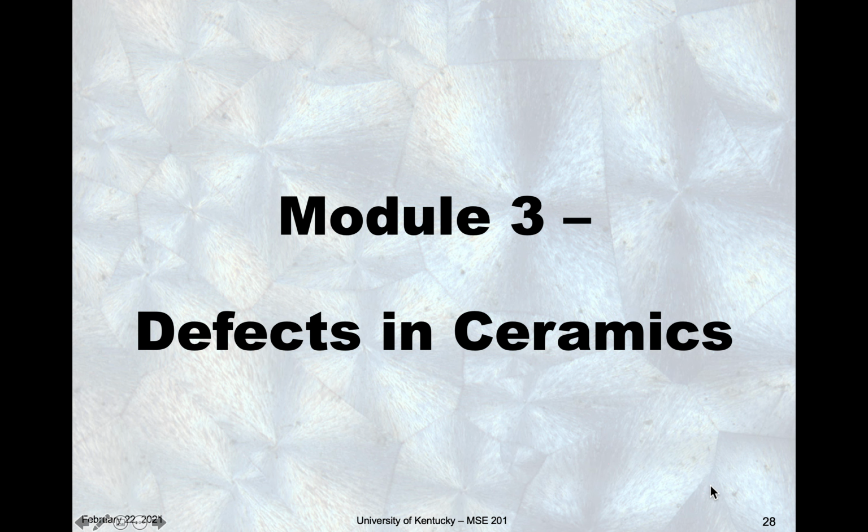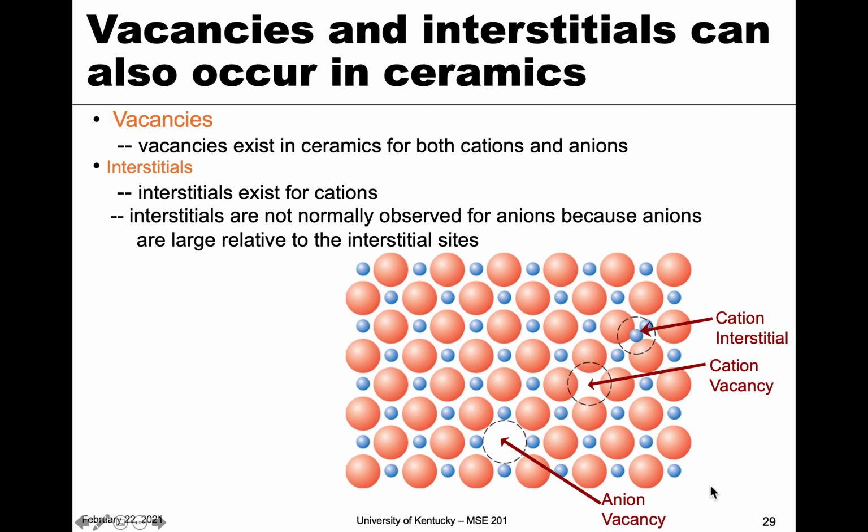All right, so now let's talk about defects that occur specifically in ceramics. We've talked about vacancies and interstitials. These can happen also in ceramics. Here's a schematic of a very basic ionic ceramic, and we can see that we have a vacancy, and this particular one is of an anion.